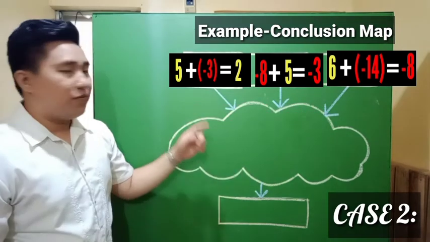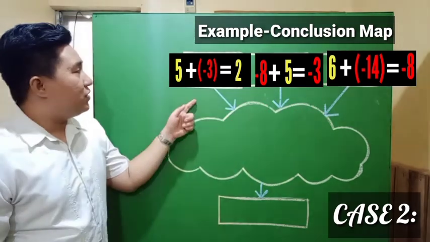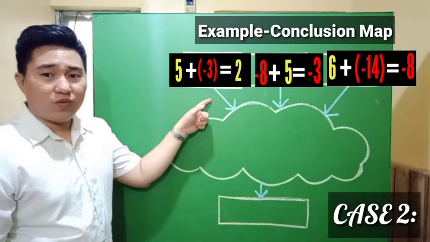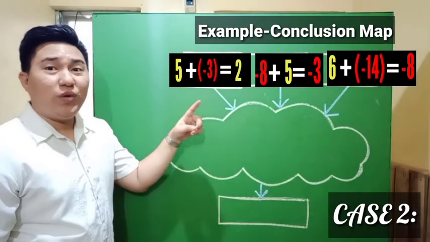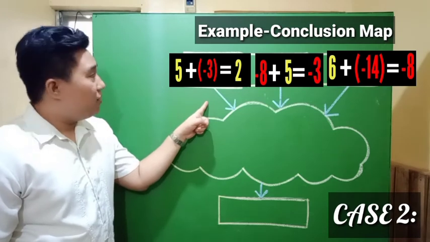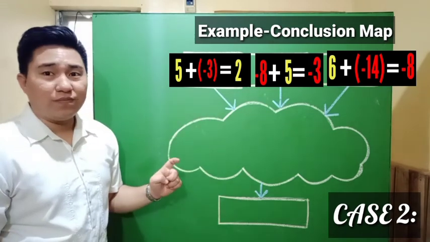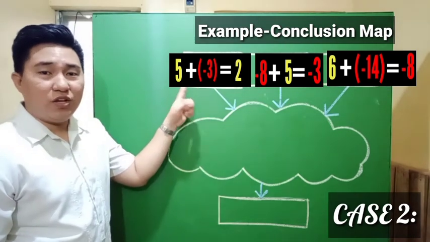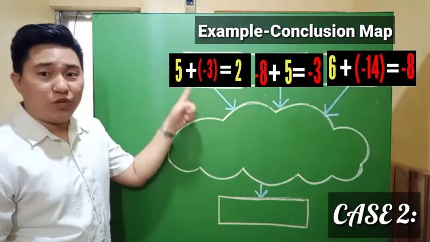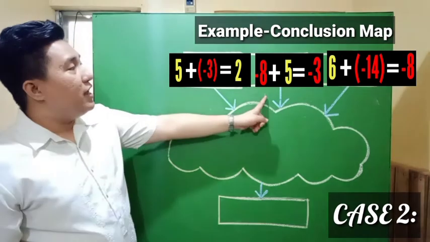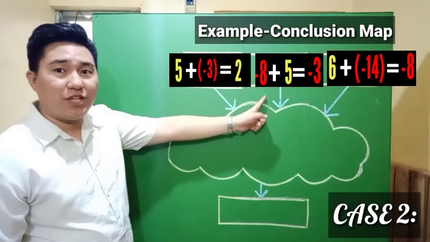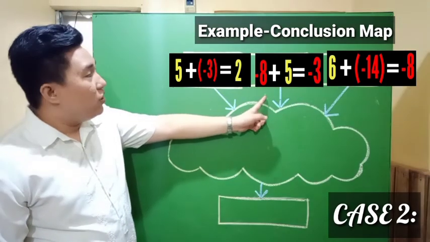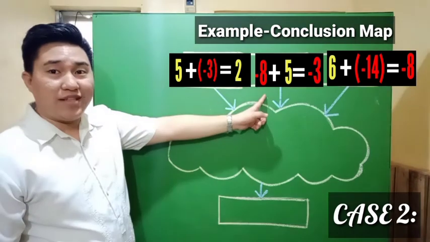Let's have first the first example. As we subtract 3 from 5, we get 2. Then why is 2 positive? Because we get the sign from the larger absolute value. 5 is larger than 3, so we get the sign of 5, which is positive. In here, negative 8 is larger than 5 in terms of its absolute value. That's why we get the sign of 8, which is negative.